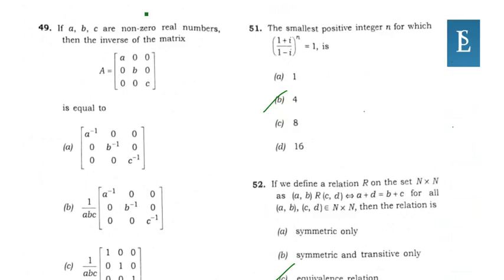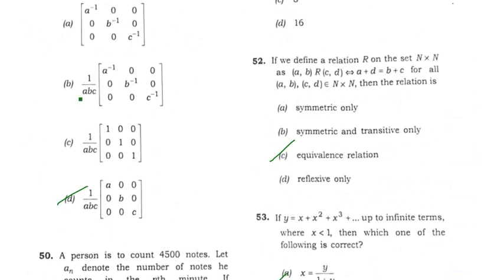If a, b, and c are non-zero real numbers, then the inverse of the matrix, so you have to find out the inverse of this matrix. The right option will be D: 1 upon abc times the matrix with a, 0, 0; 0, b, 0; and 0, 0, c. So D option is right.